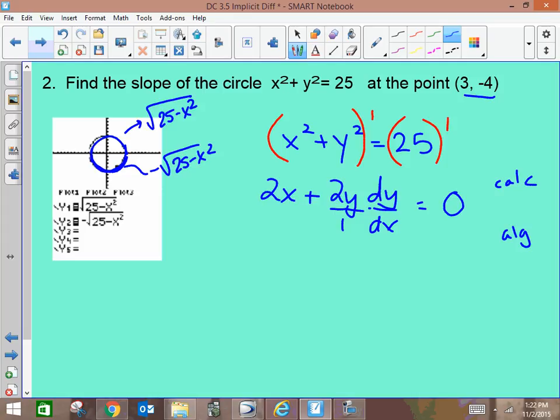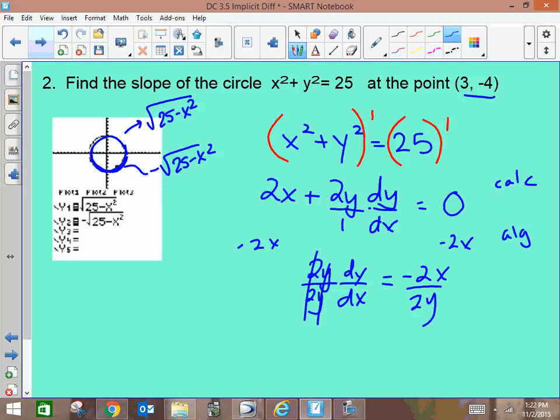Okay, so now what? How do we get dy dx by itself? Subtract 2x. That'd be a good start. All right, so we have 2y times dy dx equals negative 2x. And now what? Divide by 2y again.